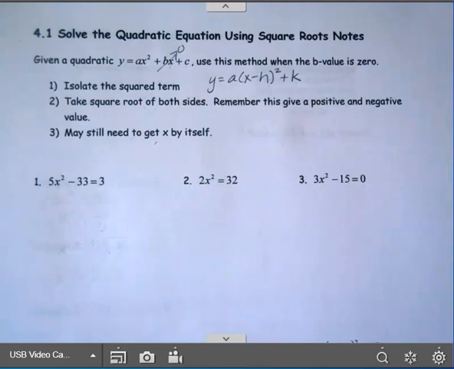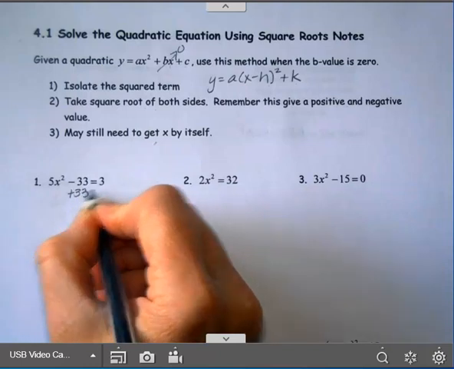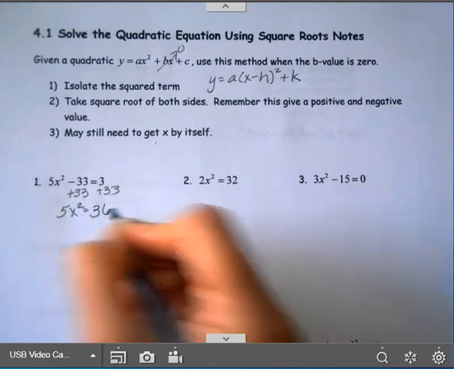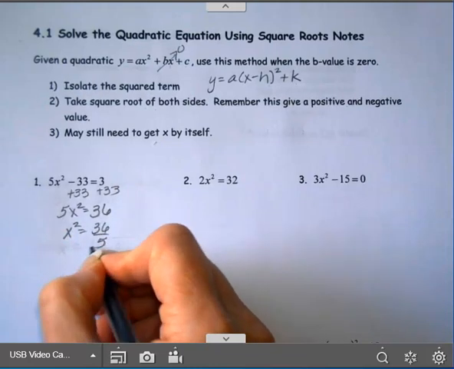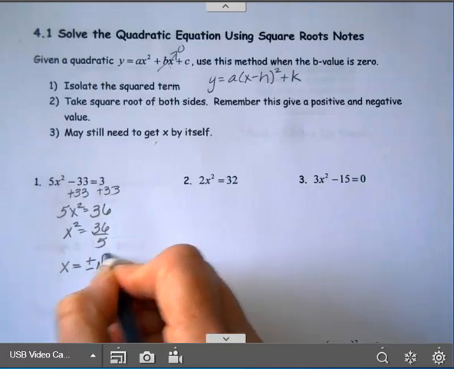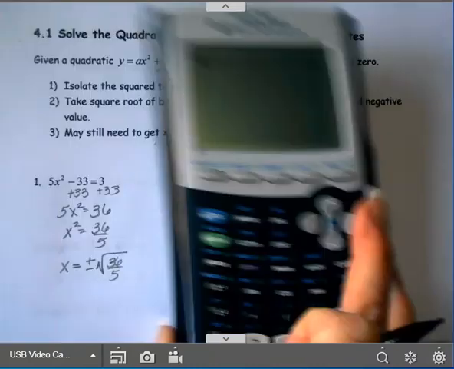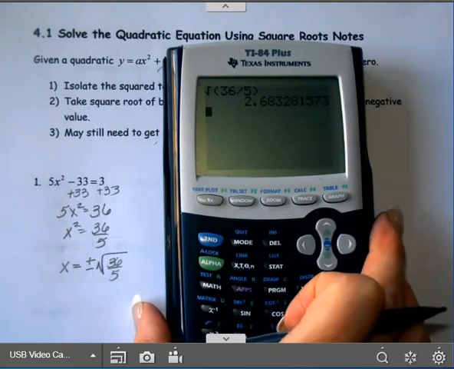Let's do some examples. On this first one, I'm going to add 33 to both sides. And that gives me 5x squared equals 36. Divide both sides by 5. And then when I take the square root of both sides, I'll end up with a plus or minus. And you can use your calculator to approximate what that is. So square root of 36 over 5. And so that's about plus or minus 2.68.